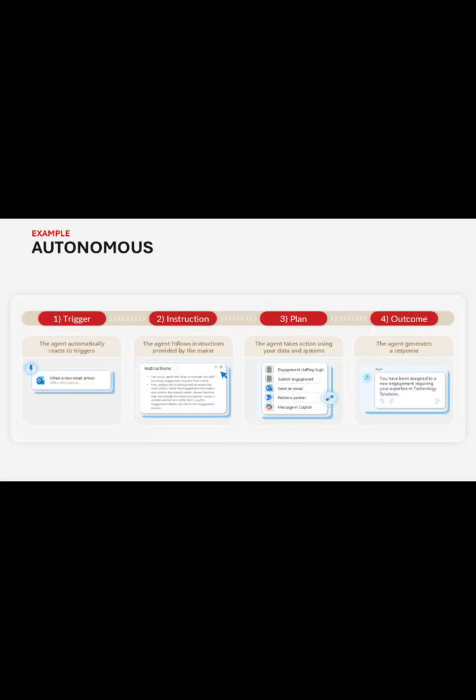In this example, an autonomous agent evaluates incoming engagement requests. It analyzes emails, verifies details, identifies required expertise, and assigns resources. The agent logs information, sends notifications, and supports end-to-end execution. This demonstrates how agents can operate across systems and processes.